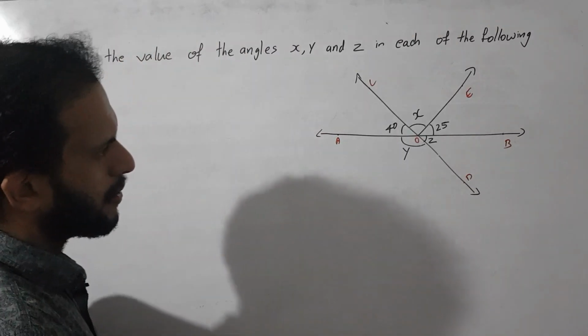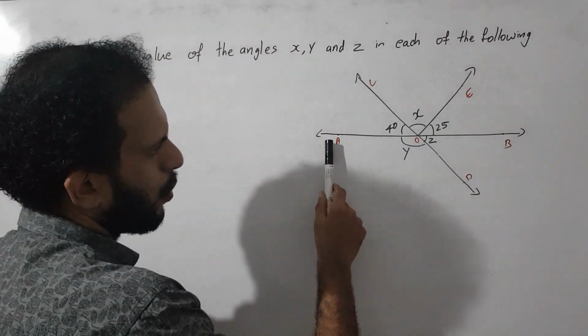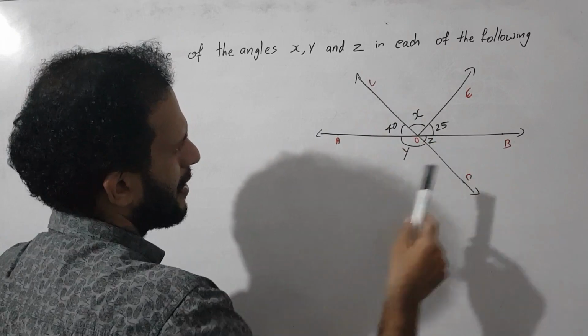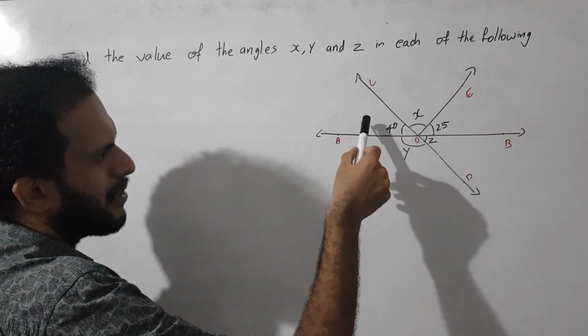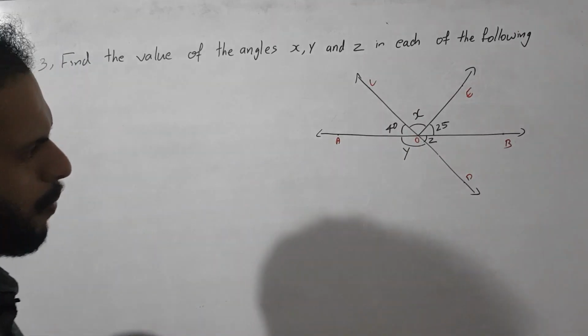What are the vertically opposite angles? What are the lines that cross? AB and CD. Then the angles in between AB and CD and just opposite each other are vertically opposite angles.